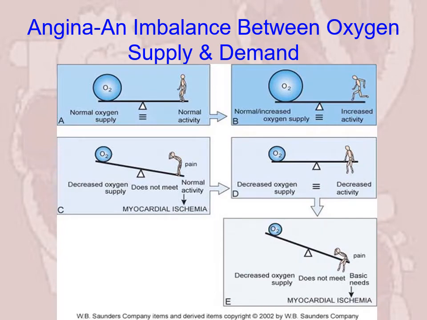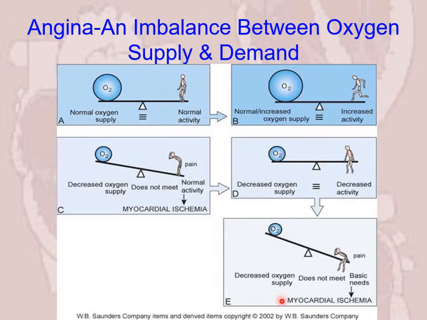This is a look at what's going on when angina occurs. It's an imbalance between oxygen supply and demand. So here's the normal picture. The seesaw is balanced. Oxygen supply meets whatever the body is doing at that time. If you increase the activity, you increase the oxygen, so we're still balanced. Now, in the case of myocardial ischemia, normal activity, oxygen levels don't increase, and so it doesn't meet the activity, so it results in pain. But if you decrease the activity, now the oxygen is sufficient to supply the needs of the body.